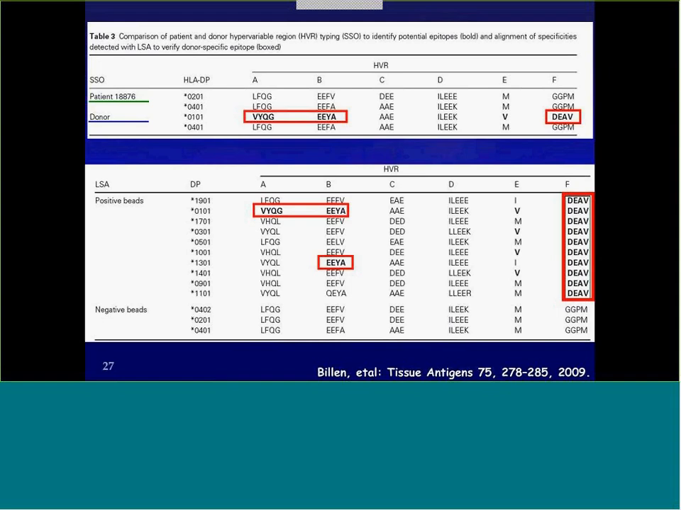So it turns out that over 75% of the antibodies that are reported in the literature are primarily directed at hypervariable region F or at hypervariable region C. And there are a variety of others that can occur, but 75% are clearly expressed by those two alone.